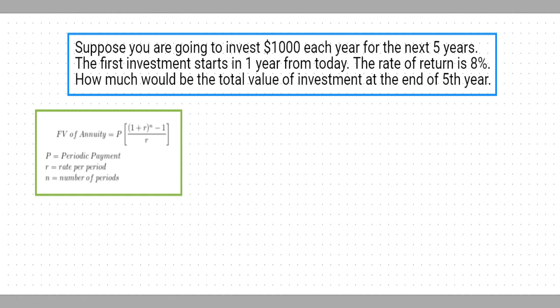The future value of annuity formula is P into (1 plus R to the power n minus 1) divided by R, where P is the periodic payment, R is the rate per period or rate of interest, and n is the number of periods. So here P is 1,000, R is 8%, and n is 5.